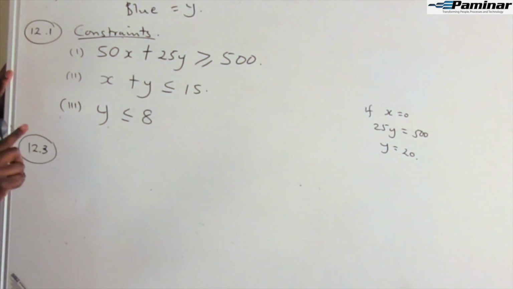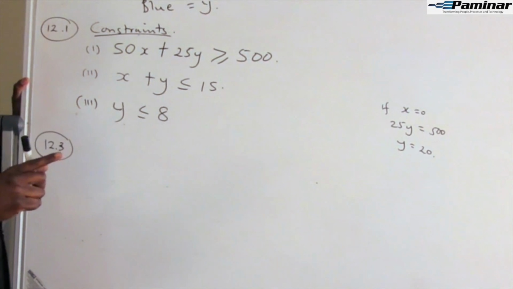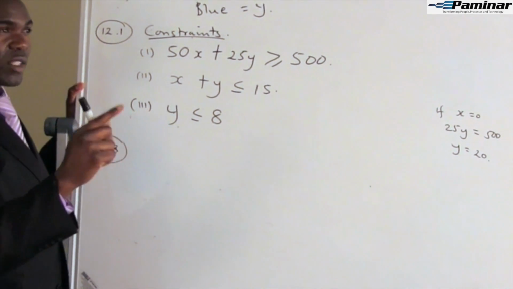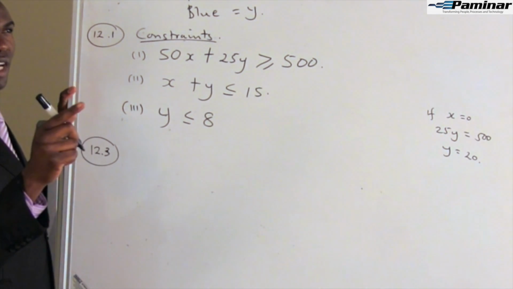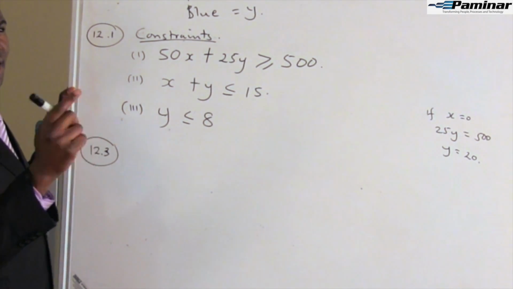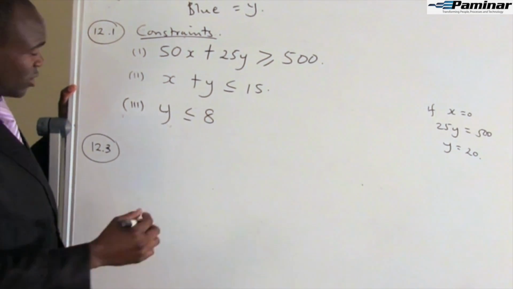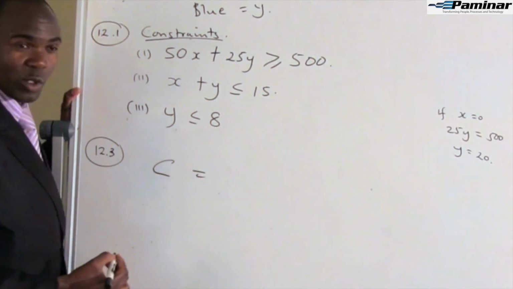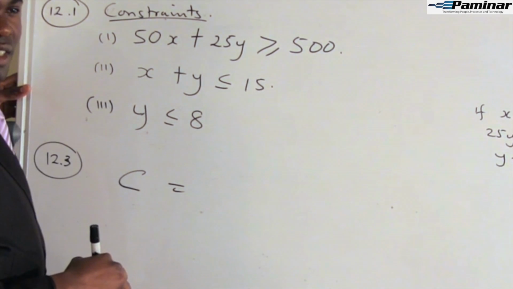Okay, now that's why I was saying linear programming is simple. Now think of this one. It says the cost of hiring a red bus is 600 rand for the day, and the cost of hiring a blue bus is 300 rand for the day. Write down the total transport cost. You don't know the transport cost, right? So just represent it as C, transport cost.